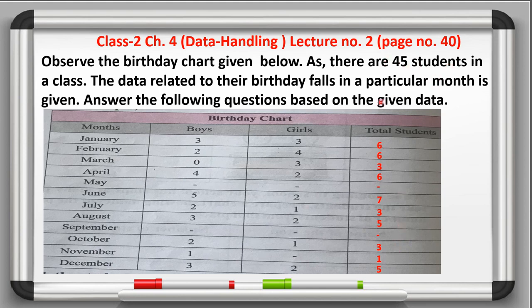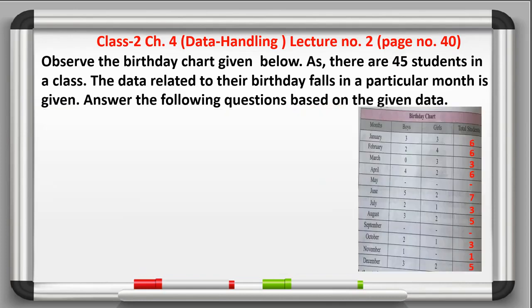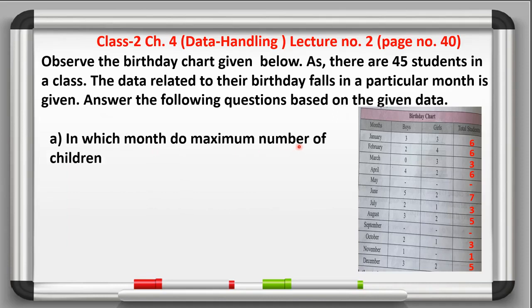Okay, now we will give the answer of the following questions based on this given data. Okay, so here at the side we keep this chart. Okay, and here are the questions. Question number A part. In A part it is given: in which month do the maximum number of children have their birthday? So what do you mean by it beta?